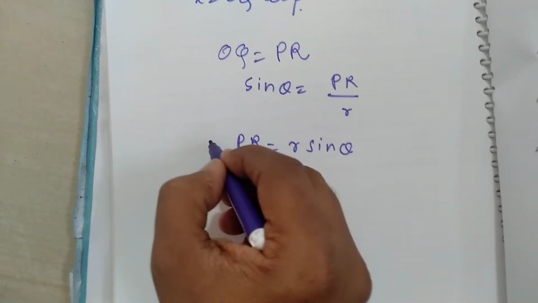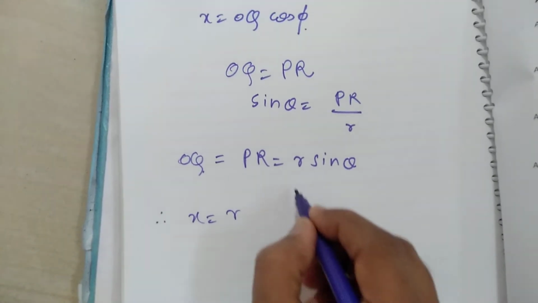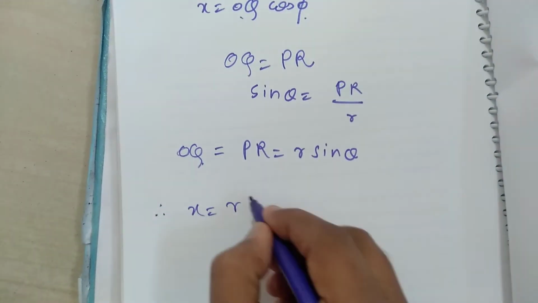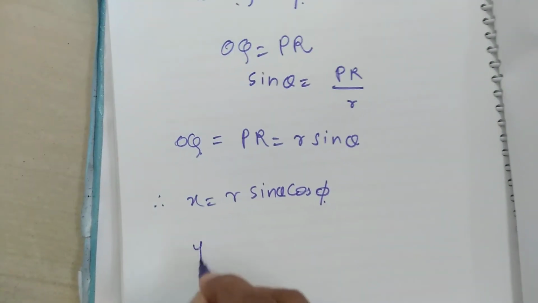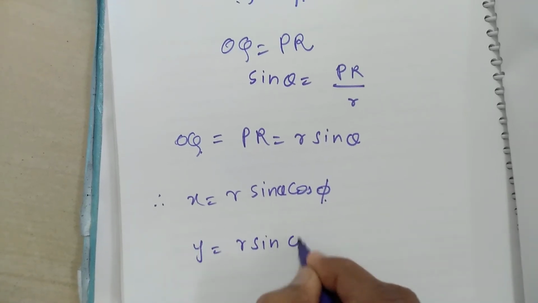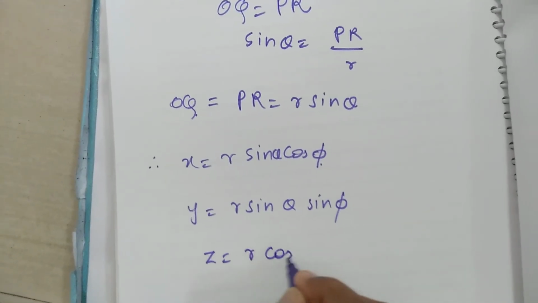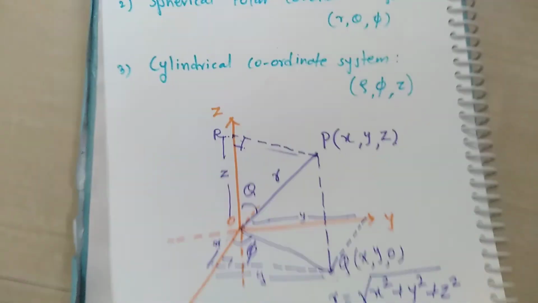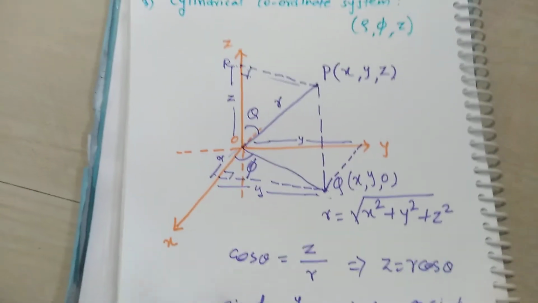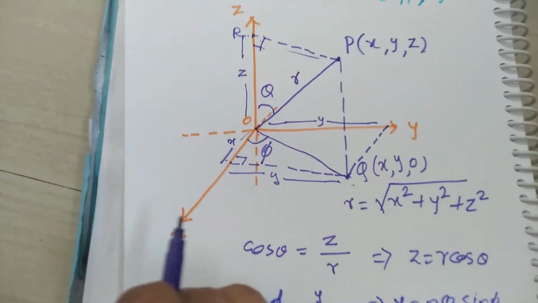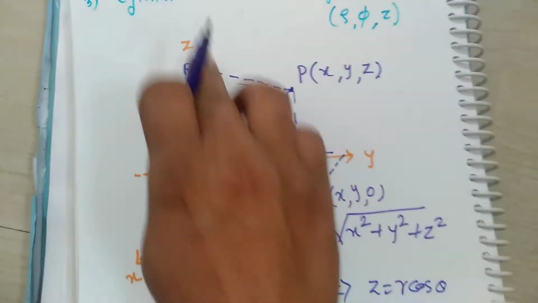So we'll put in the formula. PR is equal to OQ. So therefore what is x? X is equal to R, and I am putting the value of this OQ here, R sine theta cos phi. What is y? That is R sine theta sine phi. And z is equal to R cos theta. So this is your relation between the spherical polar coordinates and the Cartesian coordinates xyz. Correct?